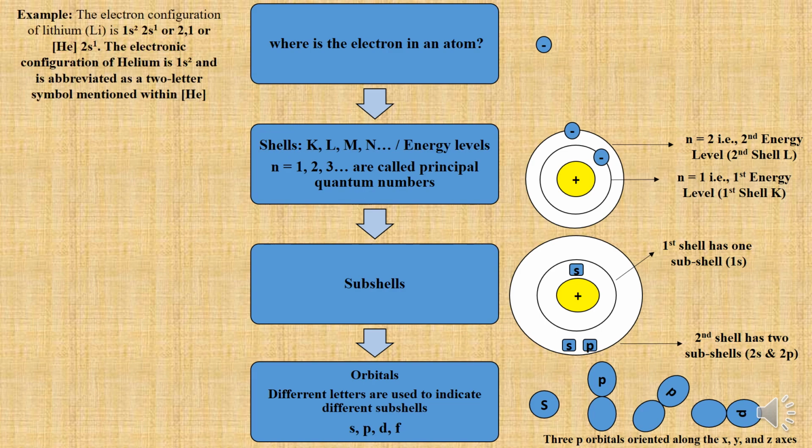The electronic configuration of lithium is 1s2, 2s1, or 2, 1, or it is also mentioned with a shorthand notation, with helium being mentioned as a two-letter symbol within the square brackets followed by 2s1. This is because the electronic configuration of helium is 1s2 and is abbreviated as a two-letter symbol mentioned within the square brackets.